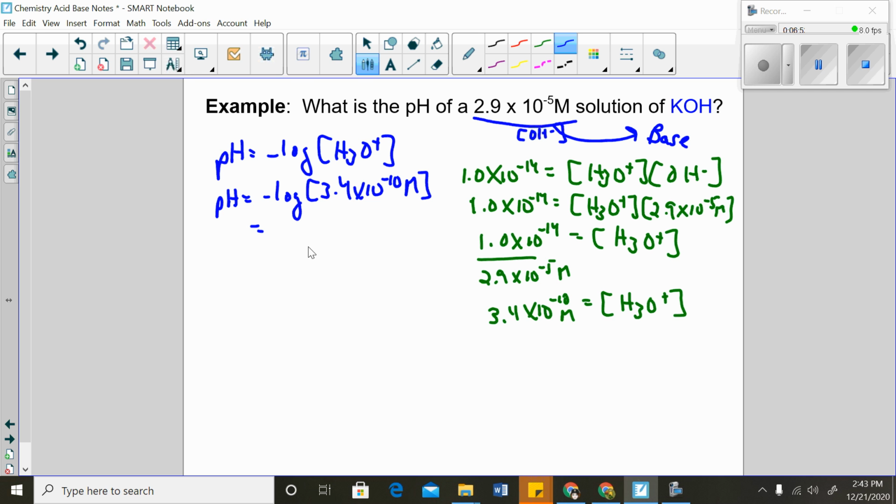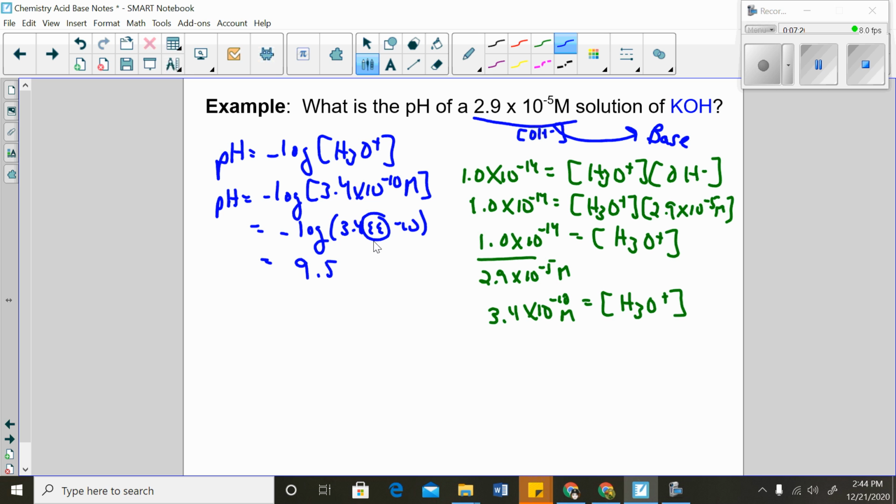You hit the negative key. You want to hit that log key twice, so log comes up. You get the parentheses, type 3.4 e to the negative 10, close the parentheses, and let's see what we get. Sorry, log twice, 3.4 e to the negative 10. And I get, to 2 decimal places, 9.5.